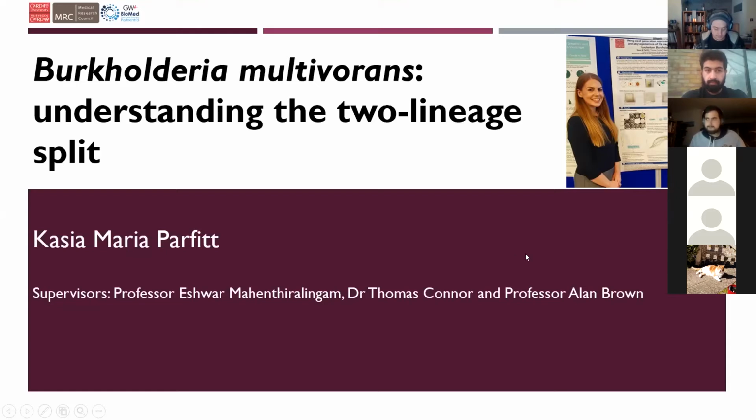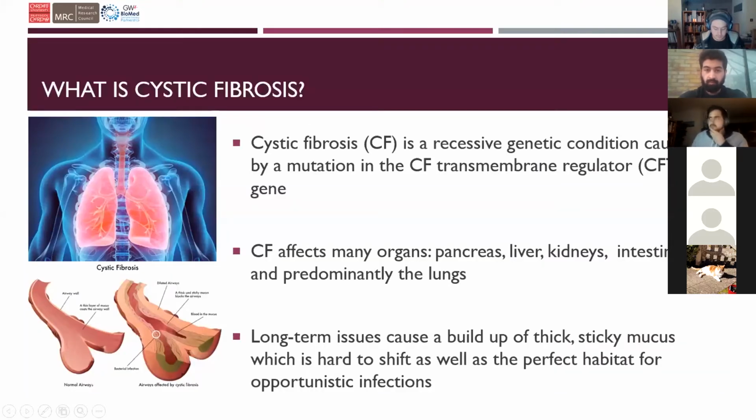There we go. So first of all, what is cystic fibrosis? It's a recessive genetic condition which is caused by a mutation in the CFTR gene. It's mainly found in the Caucasian population and is passed from parent to child. It affects around 1 in 2,500 births, with 10,000 people in the UK affected. So why is this important?